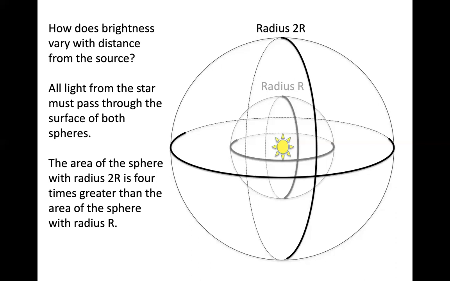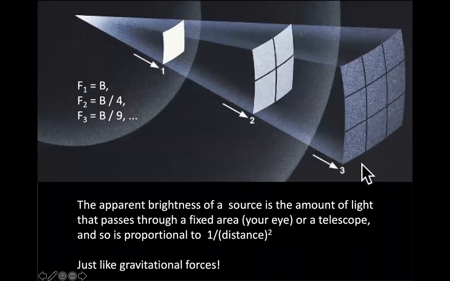Now, the thing to say is the area of this outer sphere is not just twice the area of the inner sphere, it's actually 4 times that. And that's because in addition to making the sphere twice as tall, we've also made the sphere twice as wide. That's a way to think about it. So what that actually means is that the brightness of an object, how bright it appears, falls off like 1 over the distance squared.